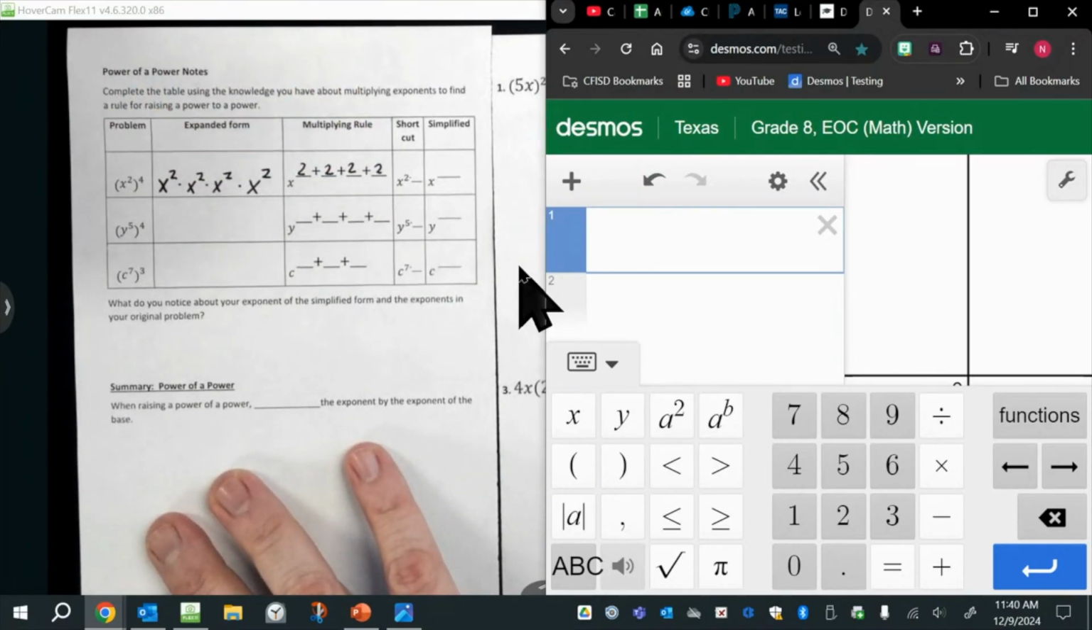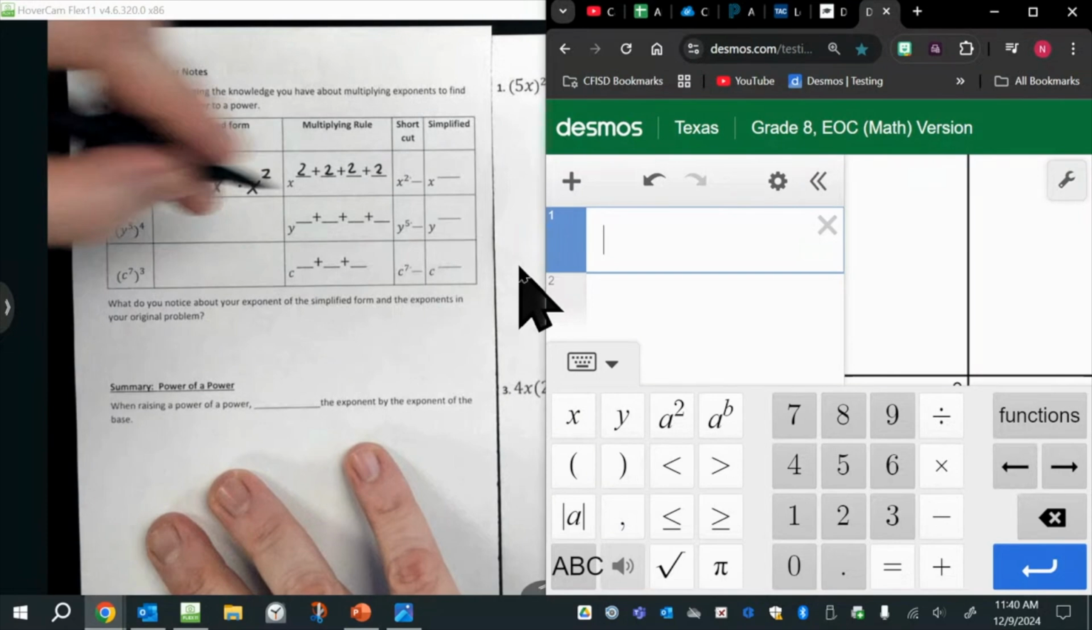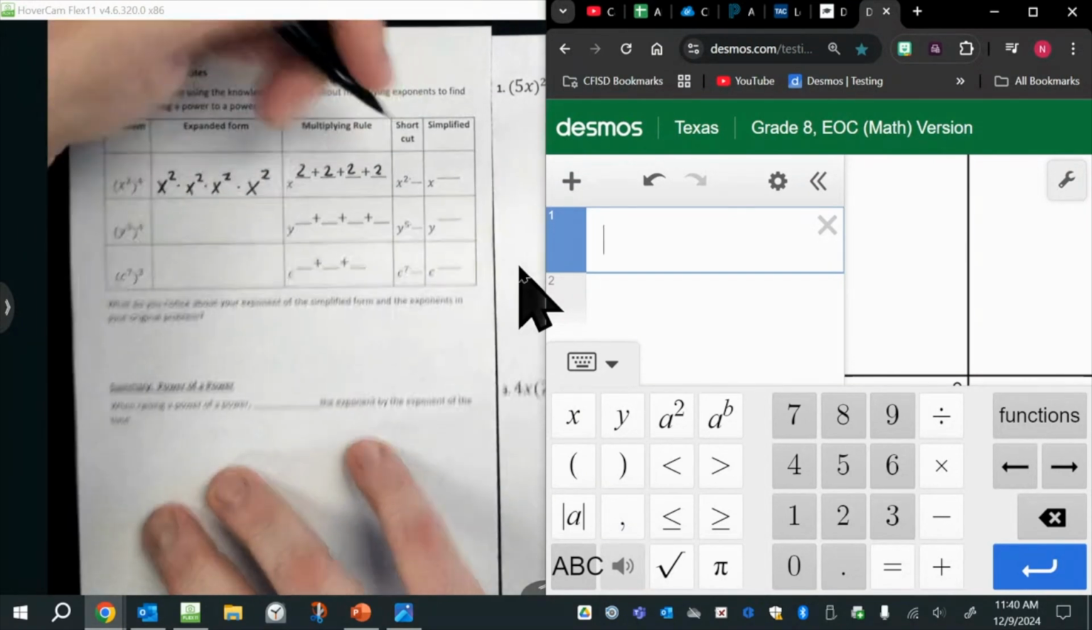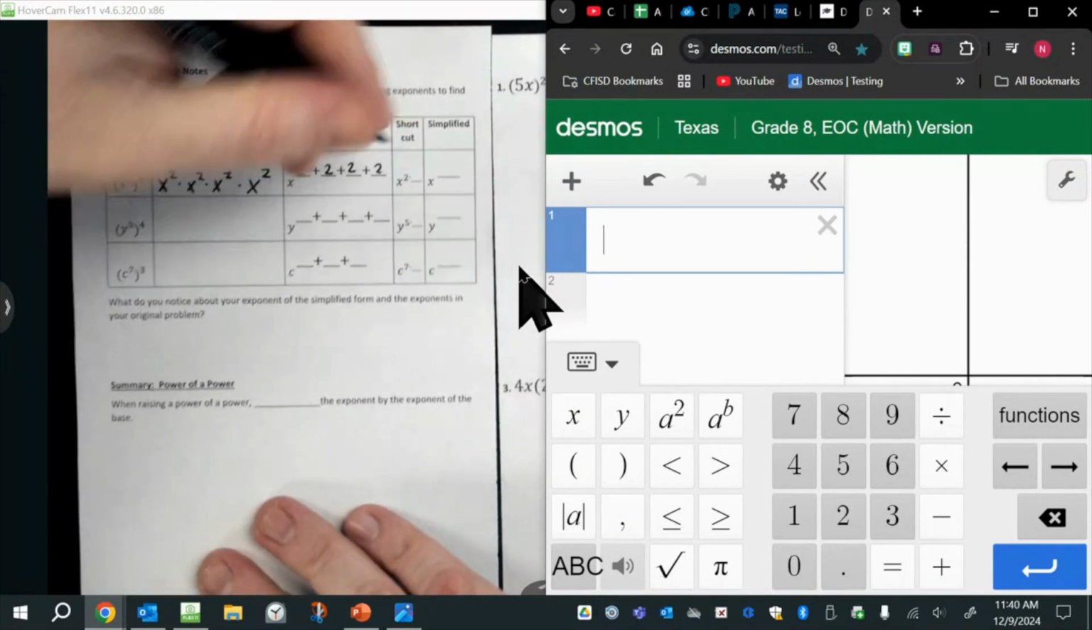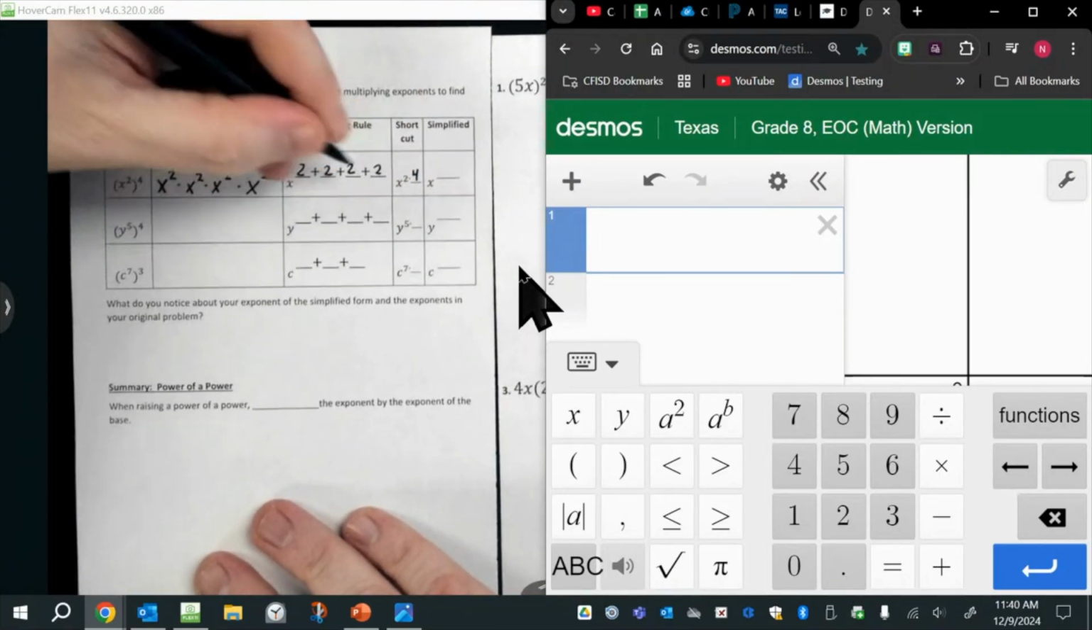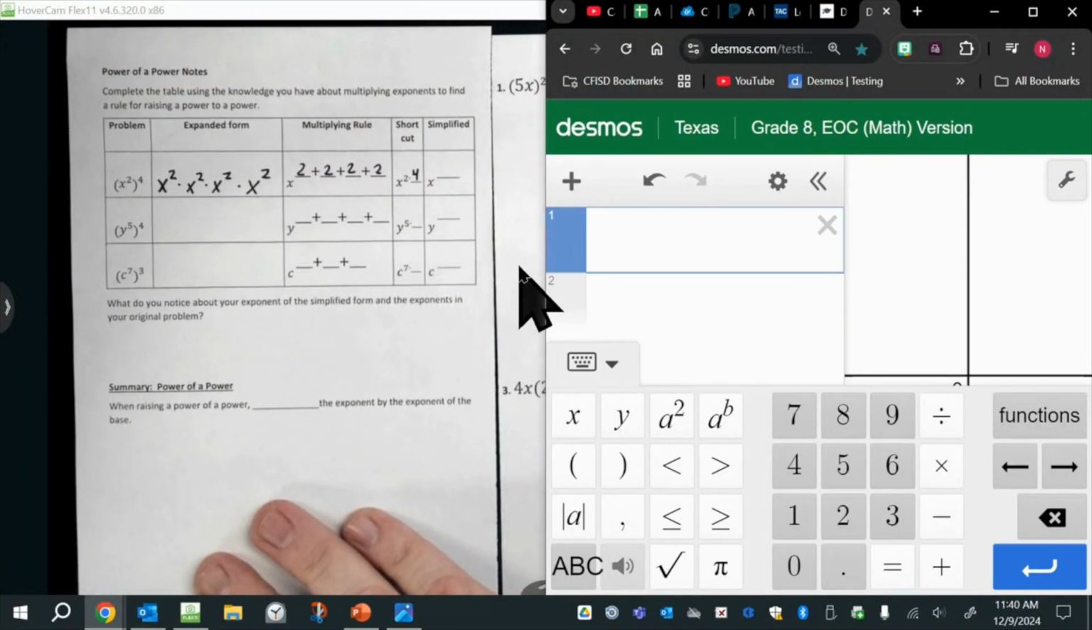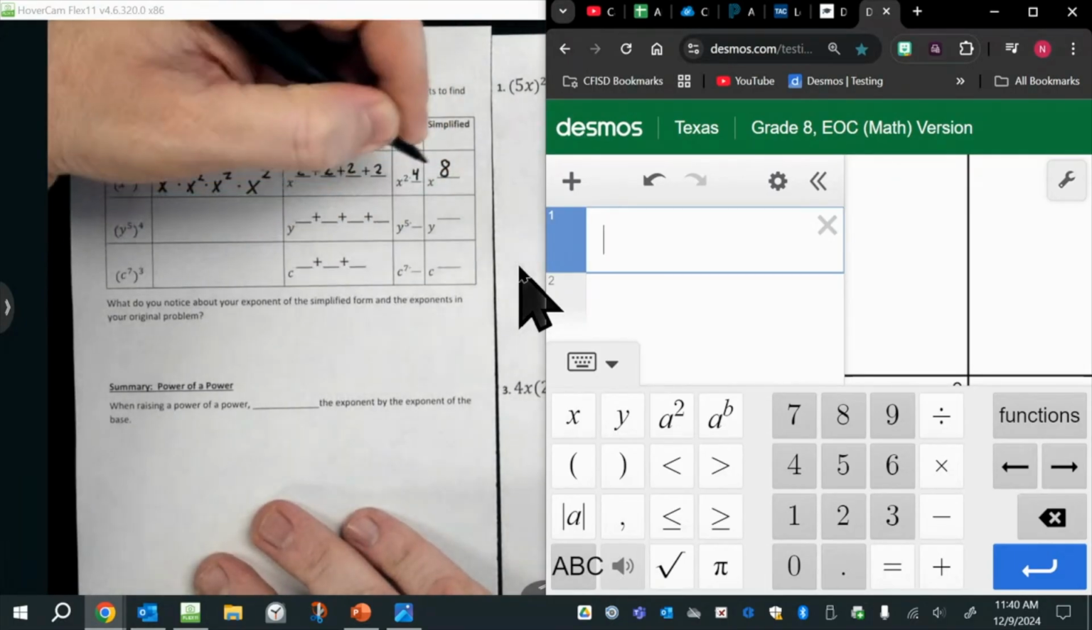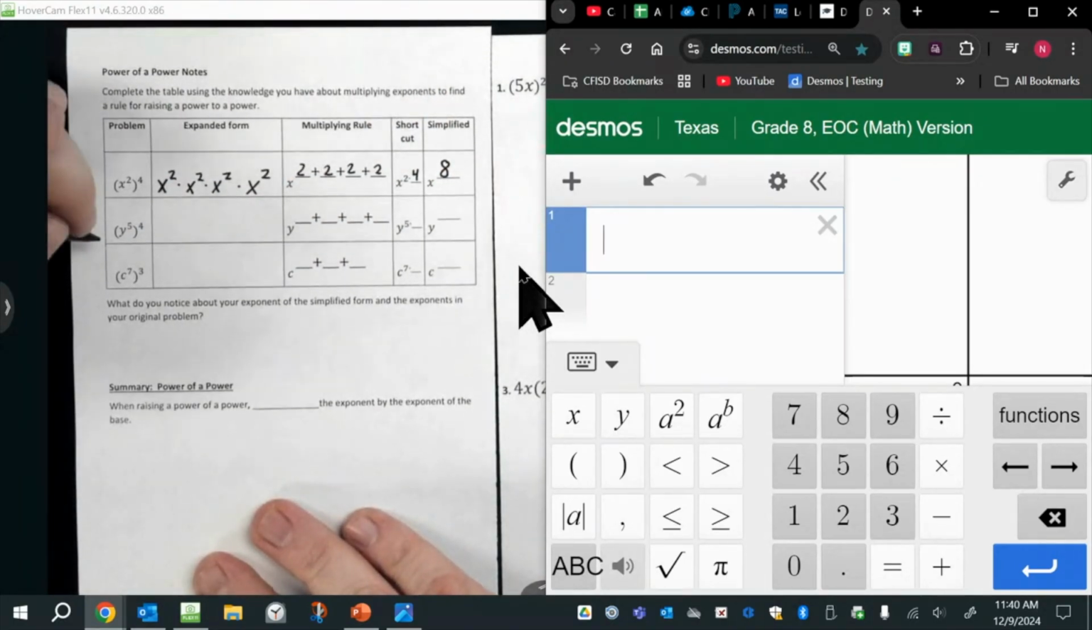And when we said if the base is the same, we add them over here. So if I got 2, 4, 6, 8, right? How many of them do I have total? Well, I have 4 of these, but when I multiply 2 times 4, that gives me 8.